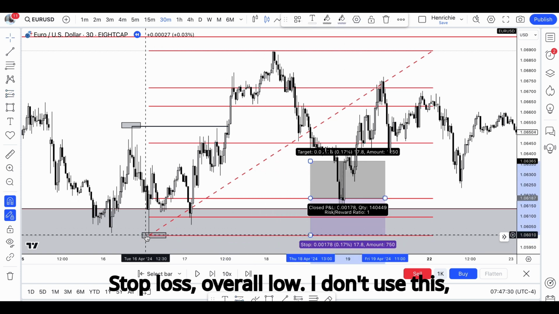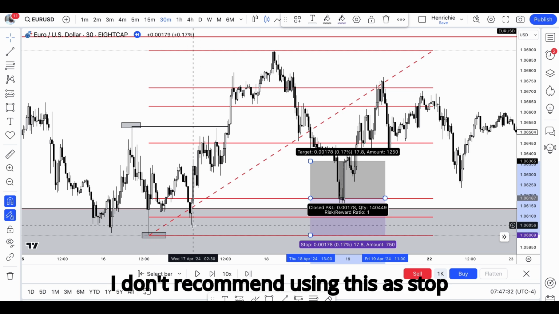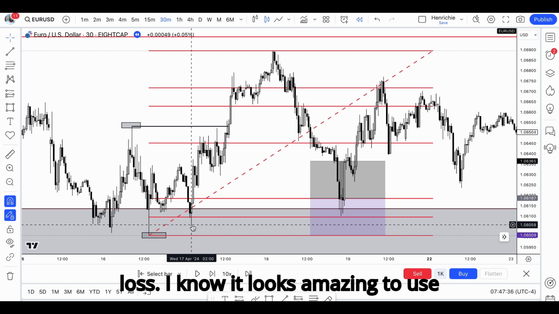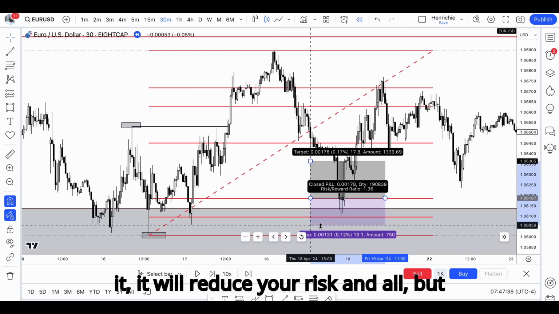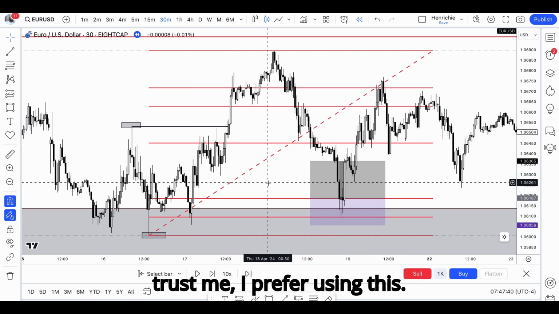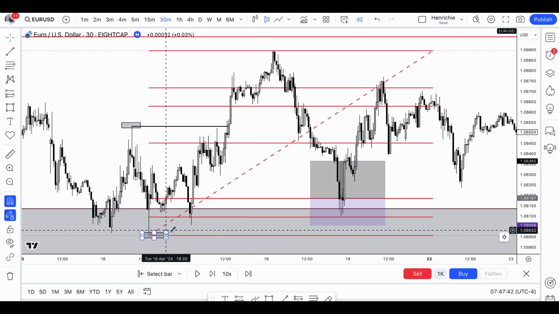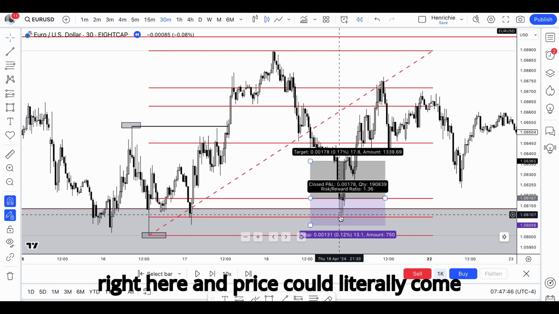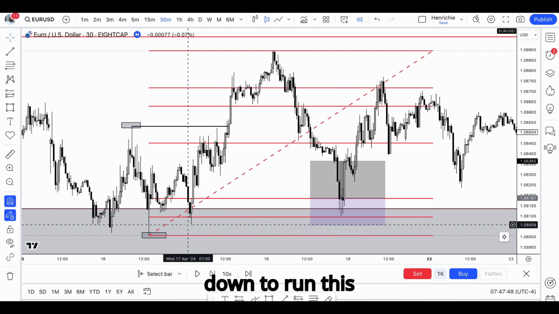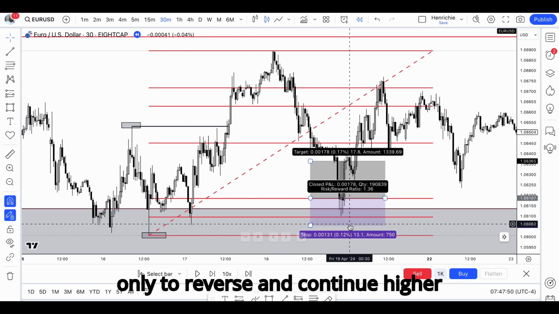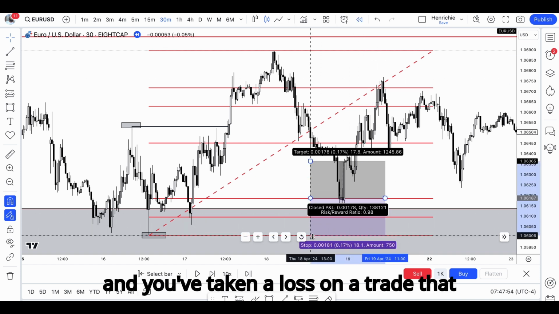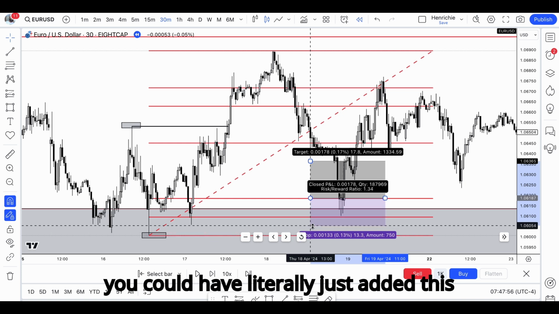Stop loss, overall low. I don't use this. I don't recommend using this as stop loss. I know it looks amazing to use it. It will reduce your risk and all, but trust me, I prefer using this. You could literally put your stop loss right here, and price could come down to run this, only to reverse and continue higher. And you've taken a loss on a trade that you could have literally just added to.